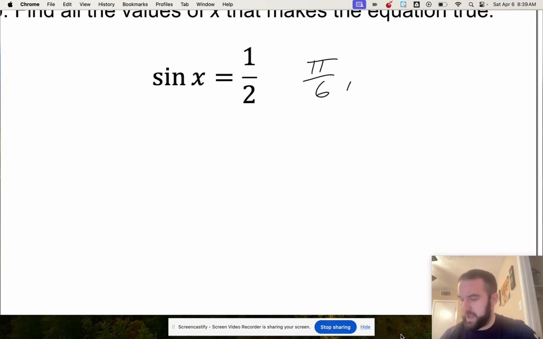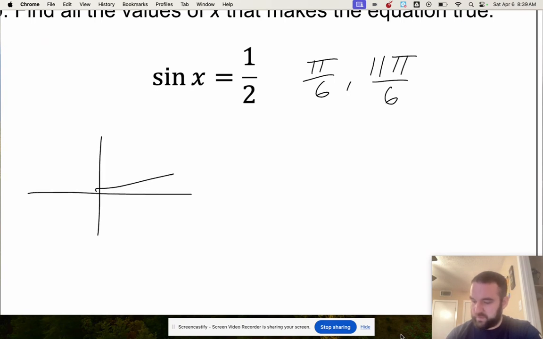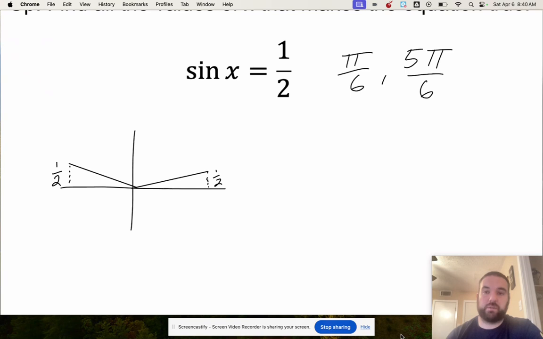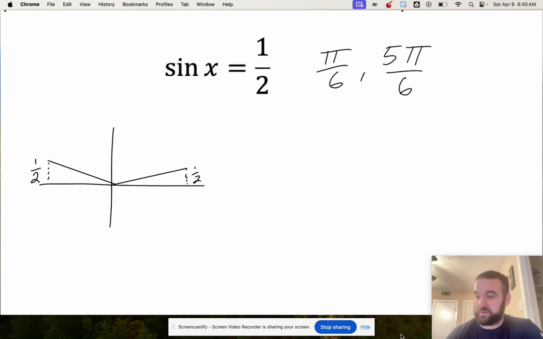It's also equal to 1/2 at 11 pi over 6, because on both of those spots on the unit circle, nope, that is wrong. It's not 11 pi over 6. It's 5 pi over 6. Because I'm looking at a sine value, which again is what we're looking for right here, essentially a y coordinate on the unit circle of 1/2. So sine is equal to 1/2 at pi over 6 and 5 pi over 6.